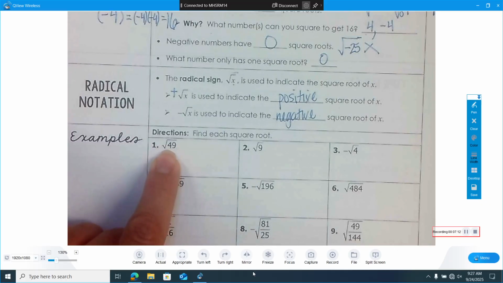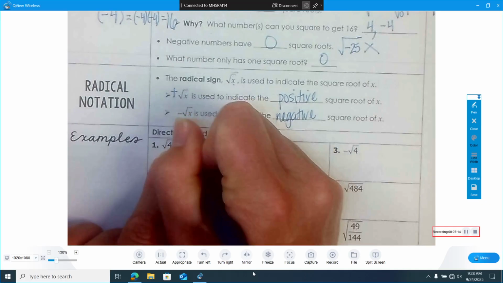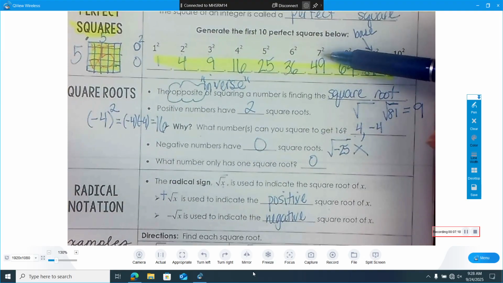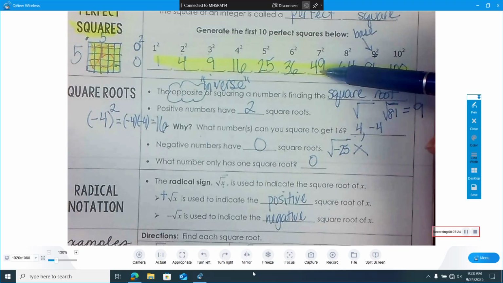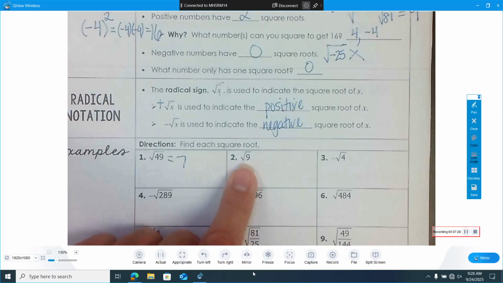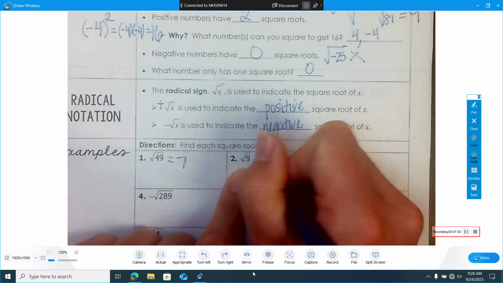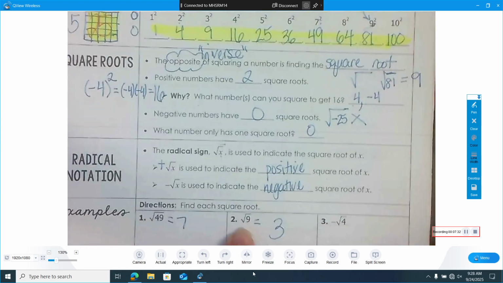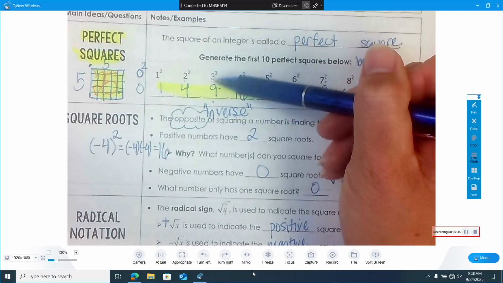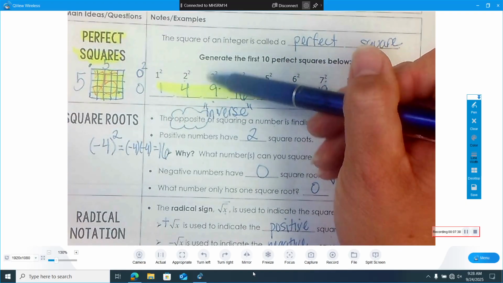What is the square root of 49? 7. All we want is, going back to our list here, we're simply looking for that base number. Where did 49 come from? It came from 7, okay? What's the square root of 9? 3. Again, here's our perfect square number. Where did it come from? It came from the base of 3.